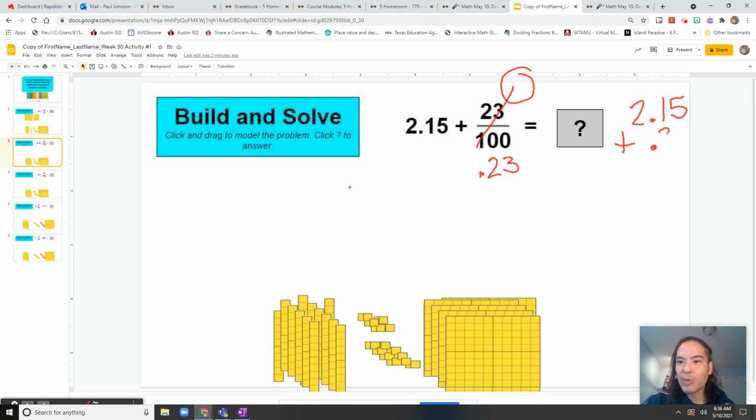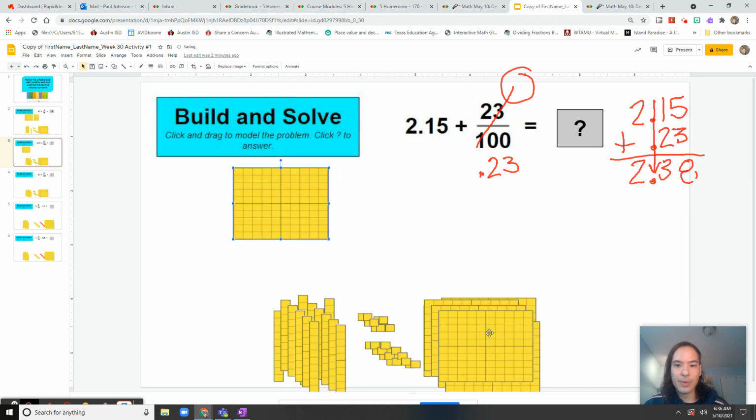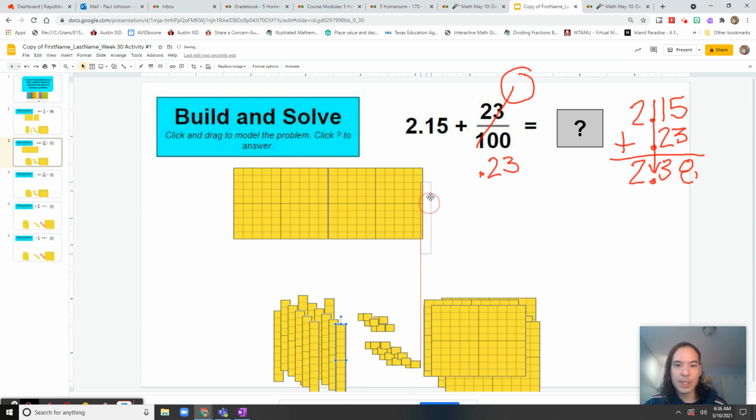Remember, line up your decimal points, line up your place values, and then when you get to the end, drop it like it's hot. Drop that decimal point like it's hot. So our answer should be 2 and 38 hundredths. Let's check it out. We're going to take 2 wholes and then 15 hundredths, so 1 tenth, and then 5 hundredths.